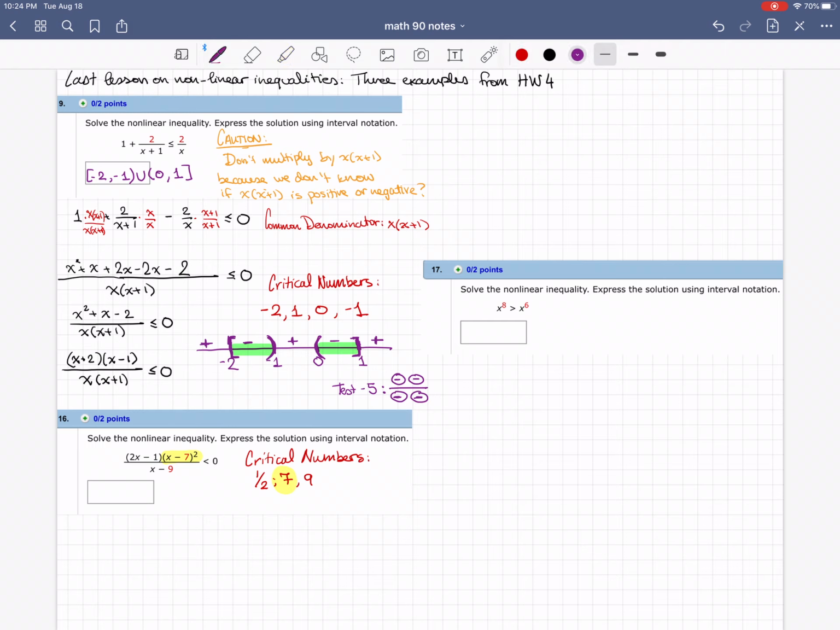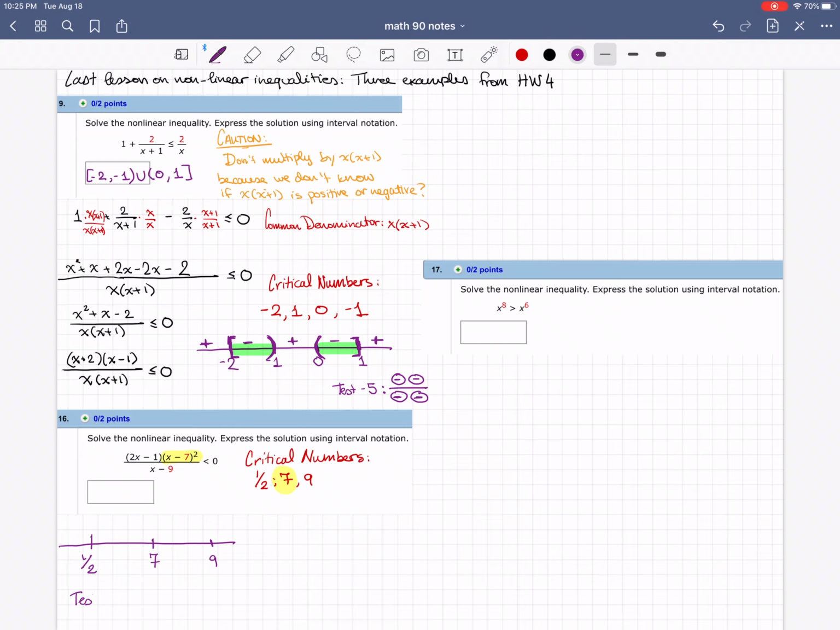Okay, I think we're ready to make the sign chart. Remember, we're always going left to right. So 1/2 is the leftmost number, then 7, then 9. Notice again, I'm not paying attention to scale, I'm just paying attention to position.